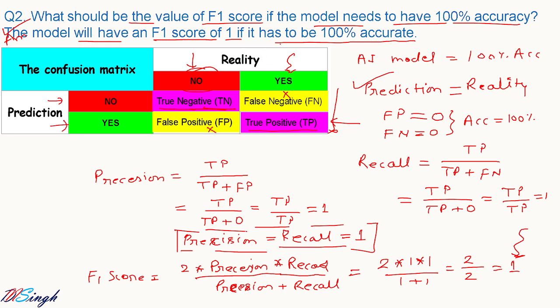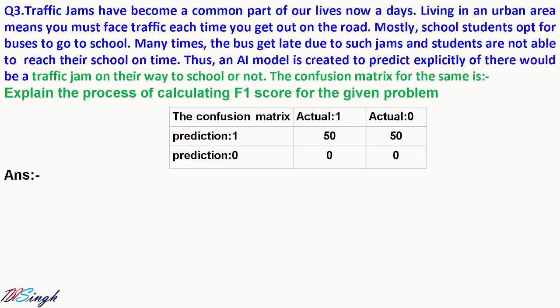Very wonderful question. Such types of questions are a little bit tricky, but if your concept is clear, you are definitely going to get them. Let us see question number 3. Traffic jams have become a common part of our life nowadays. Living in an urban area, you must face traffic each time you get out on the road. Mostly school students opt for buses to go to school. Many times the buses get late, due to which students are not able to reach their school on time.